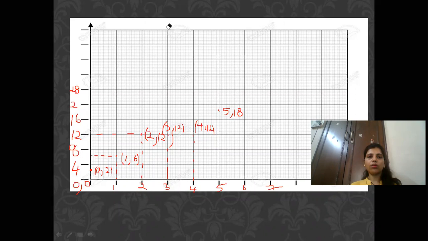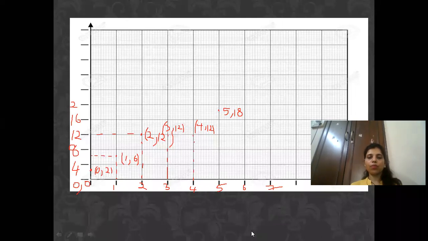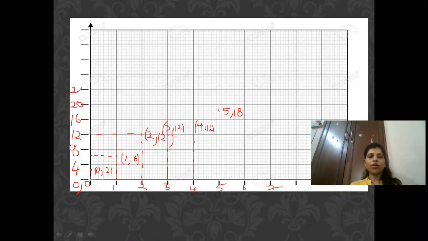And then 24. So a gap of 4. Just see, make note of it. So here it has to be 20, and here it has to be 24, and here it has to be 28. A gap of 4. So now it is 5 and 18, and now 6 is 22.